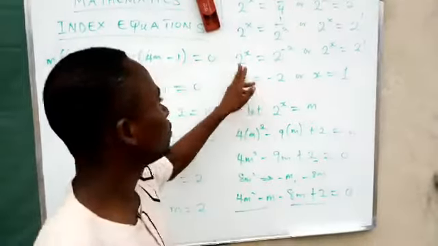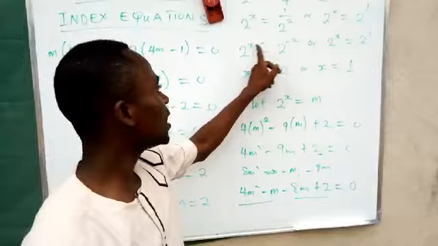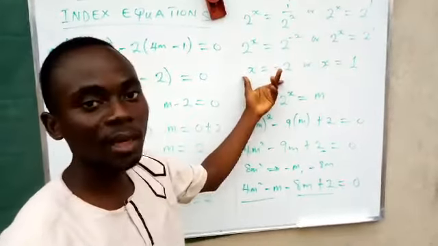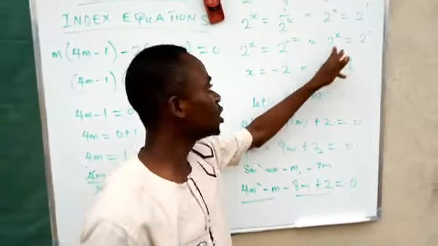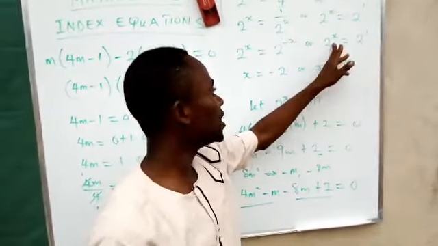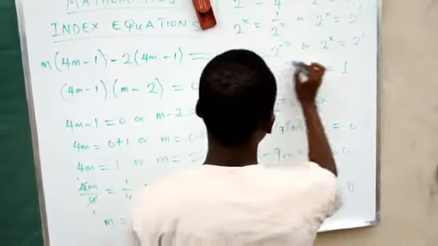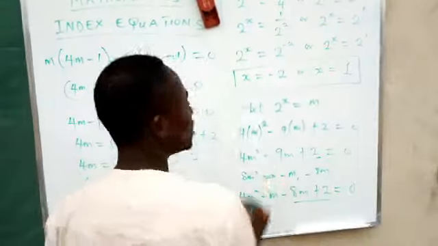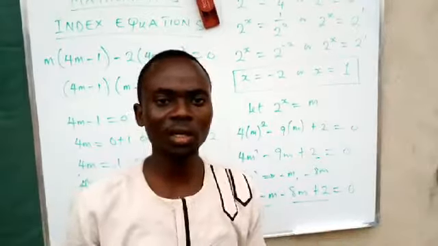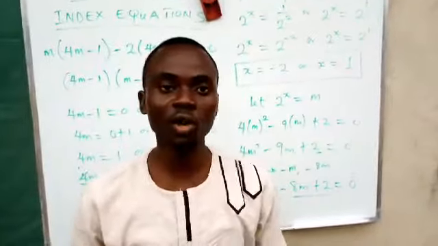Since the bases are the same, 2 to the power of x be equal to 2 to the power minus 2 means that x must be equal to minus 2, which has been established already. And the second case, 2 to the power of x being equal to 2 to the power of 1 means that x must be equal to 1. And this is the solution to our index equation. And virtually all index equations follow basically the same procedure of solving.